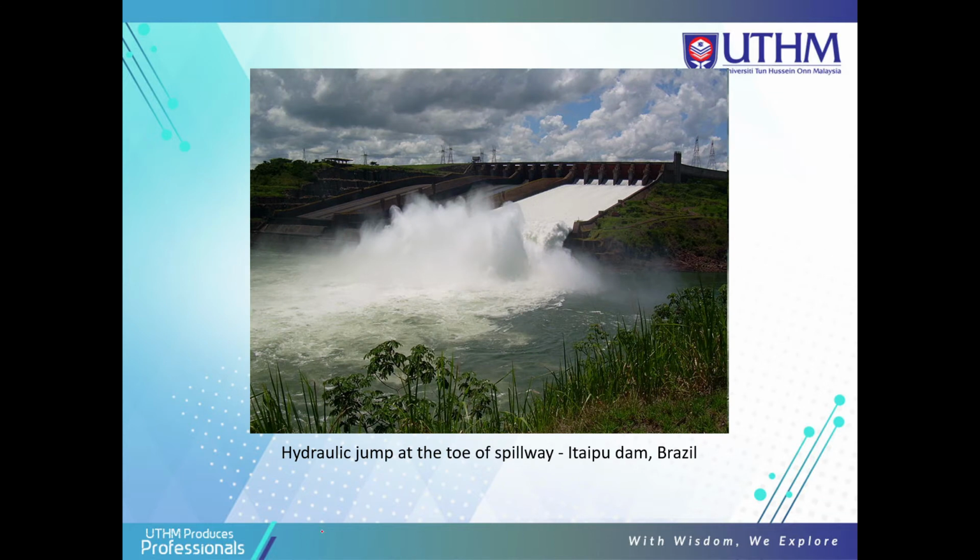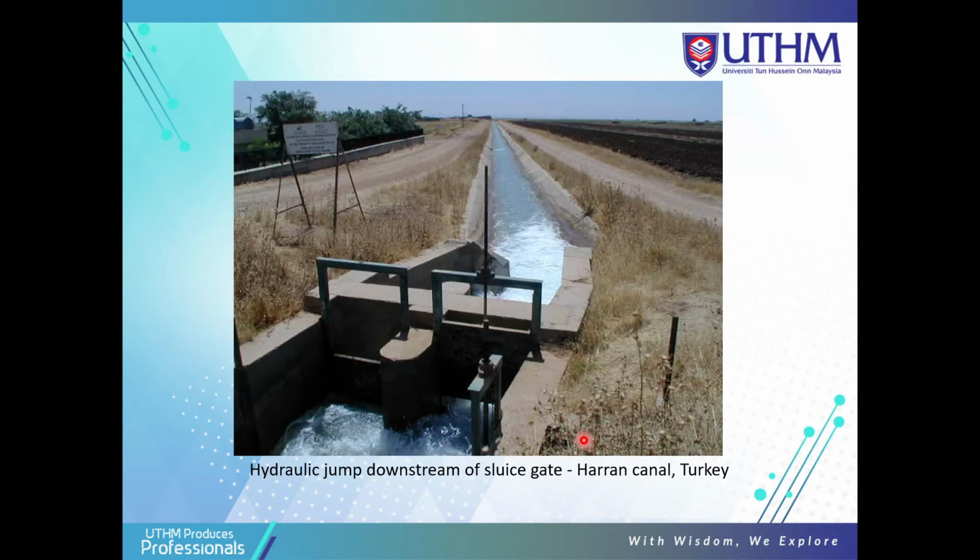This is an example in the real world of a hydraulic jump at the toe of a spillway, in Itaipu Dam, Brazil. This is a hydraulic jump downstream of a sluice gate, the sluice gate from the Heron Canal in Turkey. This is the gate here, and the hydraulic jump occurs here.